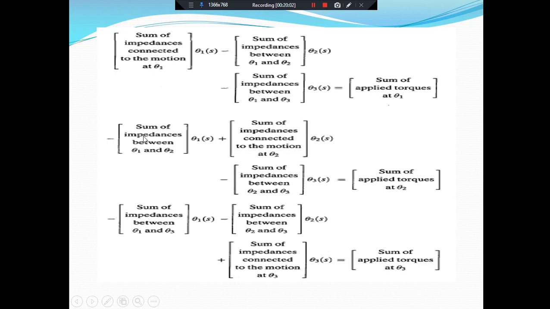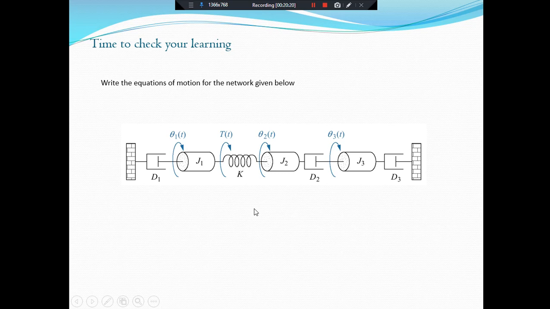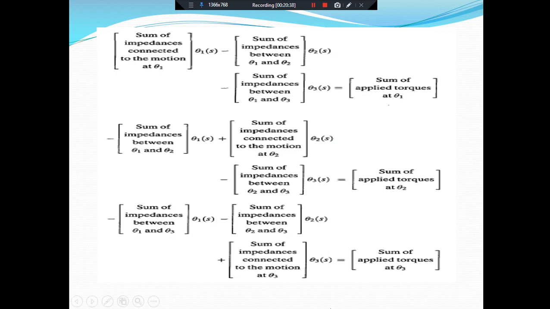Similarly, for J2, you can write minus the sum of impedances between theta 1 and theta 2, plus the sum of impedances connected to the motion of theta 2 into theta 2, minus the sum of impedances between theta 2 and theta 3 into theta 3. That will be equal to the sum of applied torques at theta 2. Similarly, for theta 3 or J3, you can write the equation: minus the sum of impedances common between theta 3 and theta 1, minus the sum of impedances common between theta 2 and theta 3, plus the sum of impedances connected to the motion of theta 3 into theta 3, equal to the sum of applied torque.